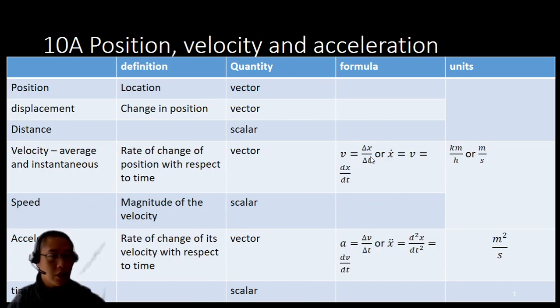Just checking you can see my mouse. A little bit of notation here. For instantaneous, you use the derivative notation.